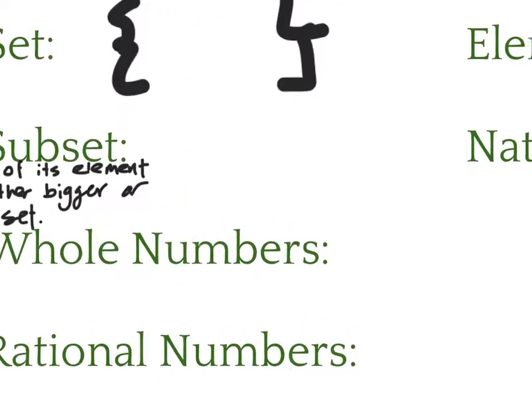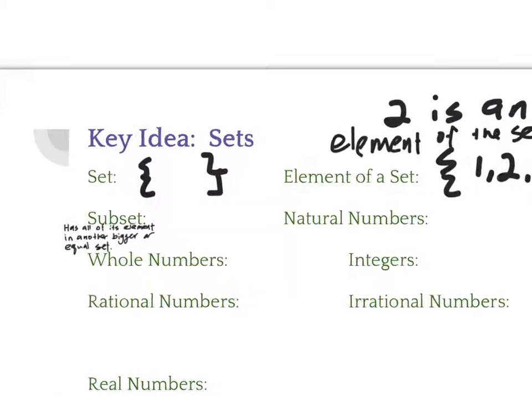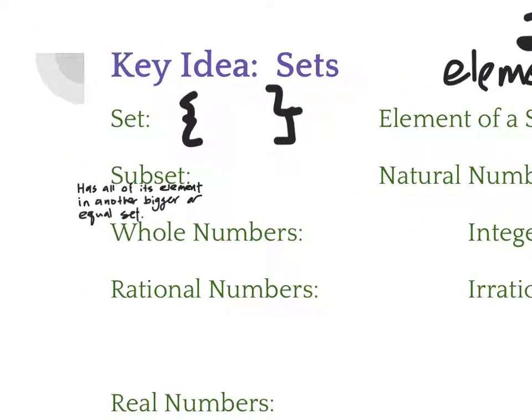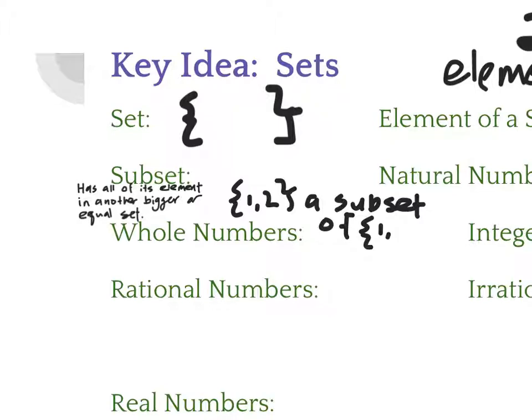For example, if one set is 1, 2, 3, a subset, for instance 1, 2, is a subset of the set 1, 2, 3, because every element in the first set, 1, 2, is also in 1, 2, 3, but 3 is not in the other.